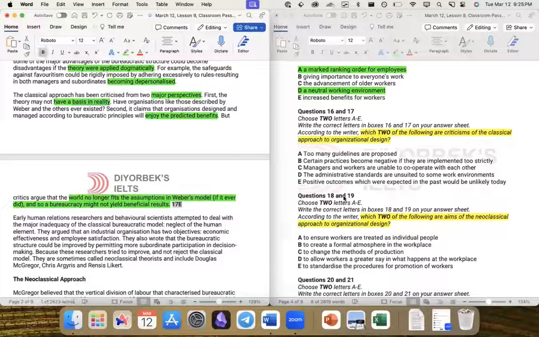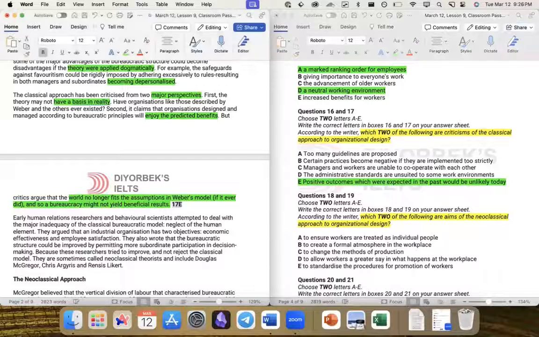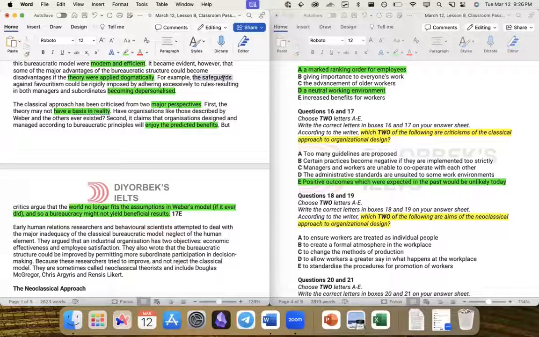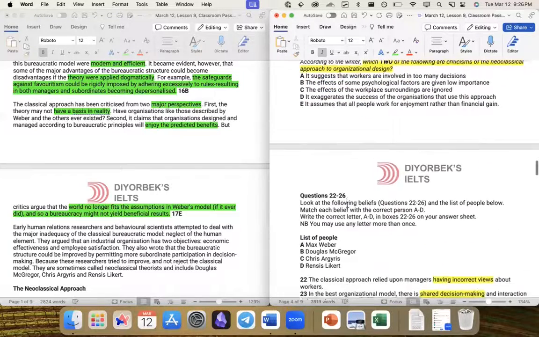17 mana shundan olingan, to'g'rimi? 17 oxirgi gapdan olingan. Beneficial results outcomes ga sinonim bo'ladi. Hop, B javob esa mana bu joydan olingan. For example, the safeguards, right? Himoya qilaman deydigan narsalar aslida shunaqa qiladigan bo'lsak, depersonalize bo'lib qolishi mumkin. Become negative degani shu depersonalize ga to'g'ri keladi. 16 nima bo'ladi shunda? B bo'ladi. Demak, bu savol turida nima qilish kerak ekan? To'g'ri joyda biz savol orqali topib olamiz. Hamma joyda o'qib, har bitta javobni tekst bilan solishtirib chiqasiz. Hamma savol kabi shunaqa.